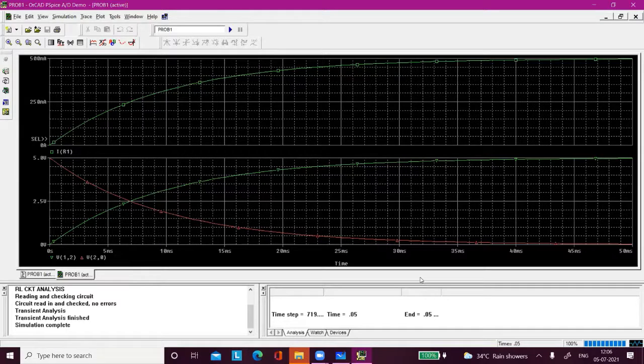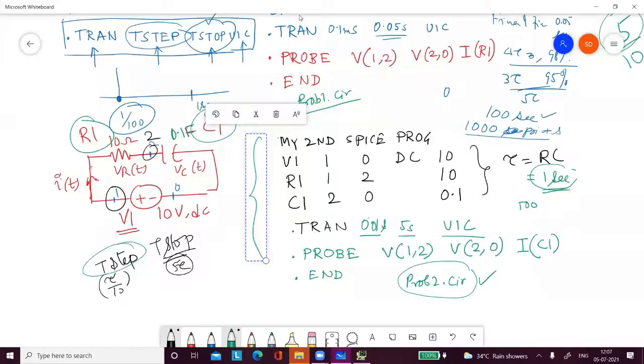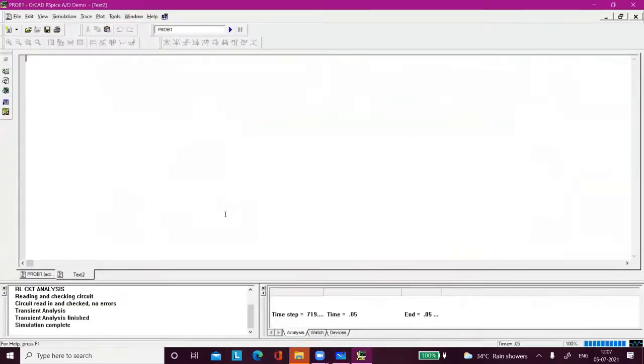Now move to the second problem. Here for the RC circuit, the circuit description is R is 10, C is 0.1, and V1 is 10 volt. So now my second SPICE program.